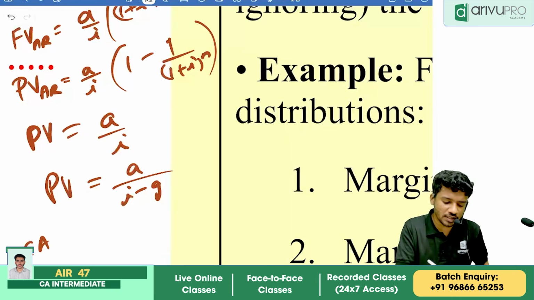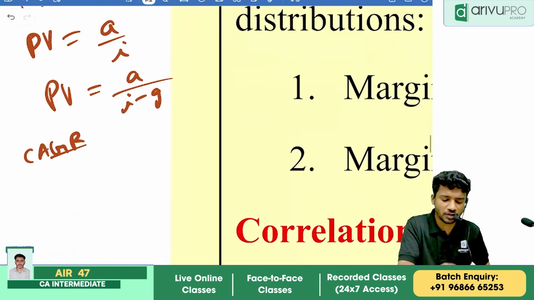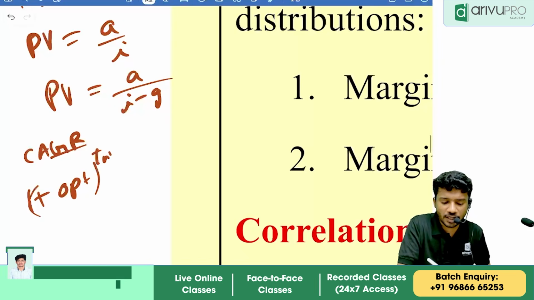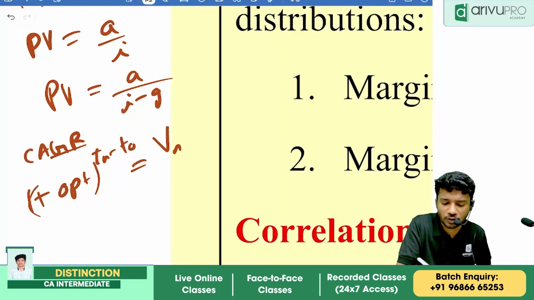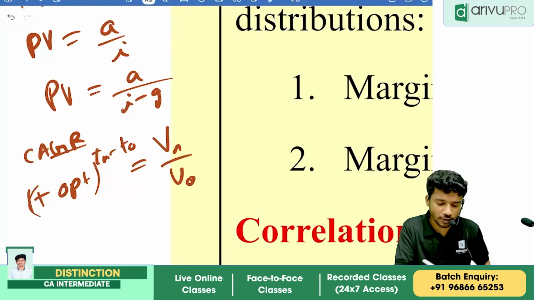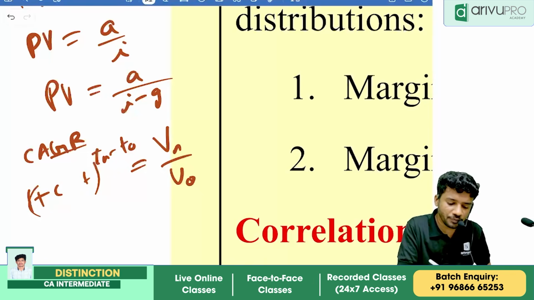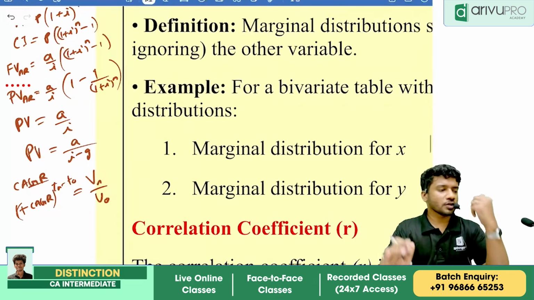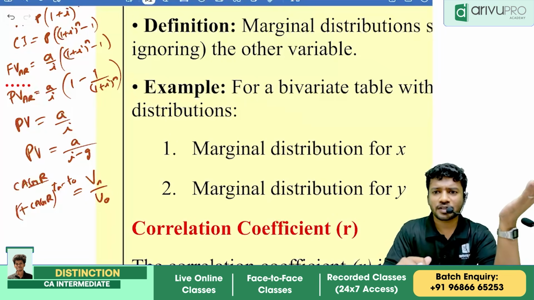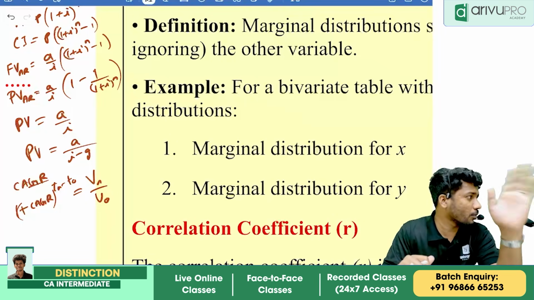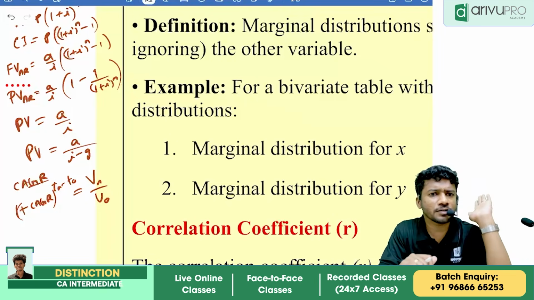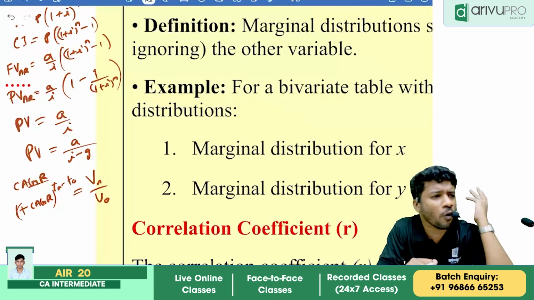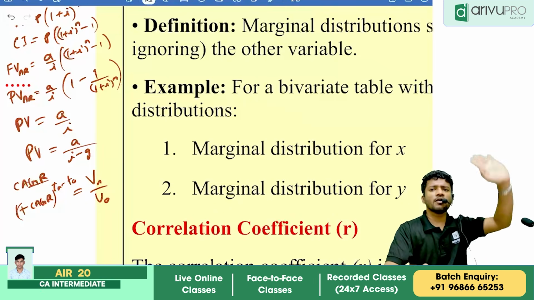Then CAGR. I taught you with an option trick. What is that? (1 plus option) raised to Tn minus T0 is equal to Vn by V0. What is this option, people? That is nothing but CAGR. Okay, this will only be studied. Then depreciation. That will become (1 minus I) the whole power n. That's all right. Nothing more, nothing less. If that much is done, we can score all the marks from chapter number 4.